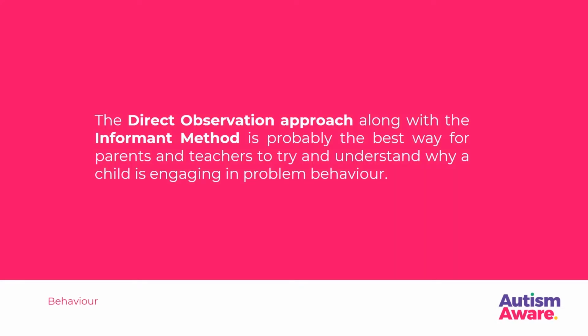However, although not as accurate, other functional assessment methods such as the direct observation approach, along with the informant method, is probably the best way for parents and teachers to try and understand why a child is engaging in problem behaviour. A questionnaire, along with an ABC chart, can help to identify and define the problem behaviour. Knowing why the behaviour is occurring allows the parent or teacher to implement an intervention that will not only reduce or eliminate the problem behaviour, but also teach new skills that will prevent the behaviour from reoccurring.